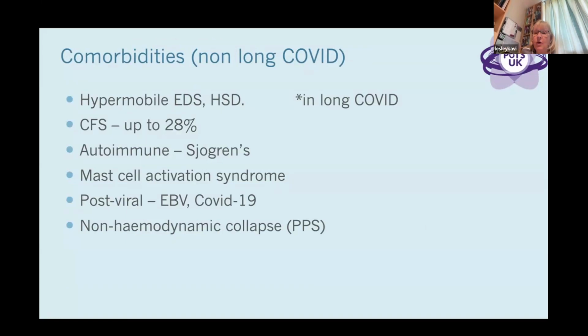There is an excess of autoimmune conditions in patients who are affected by POTS, a variety, in particular Sjogren's. Mast cell activation, which involves multiple allergies and flushing, is common in POTS, and of course you're also seeing that in long COVID. And we weren't surprised to see POTS in long COVID or after COVID-19, because we've been seeing it for a long time after other viral infections, including the Epstein-Barr virus, which is glandular fever.